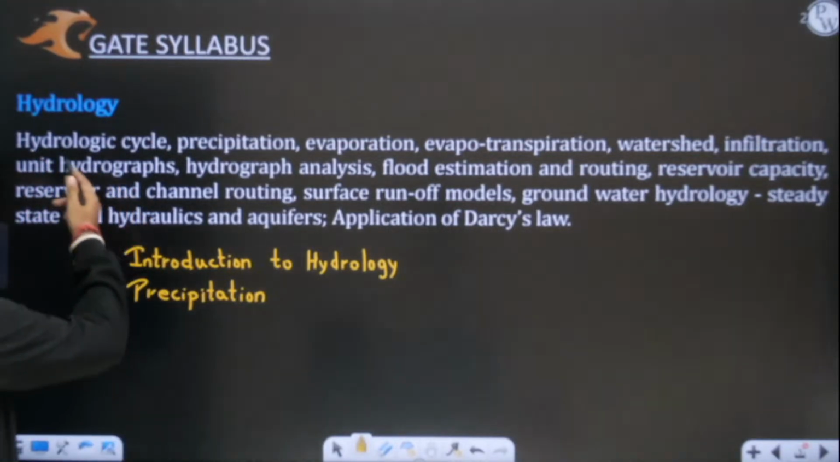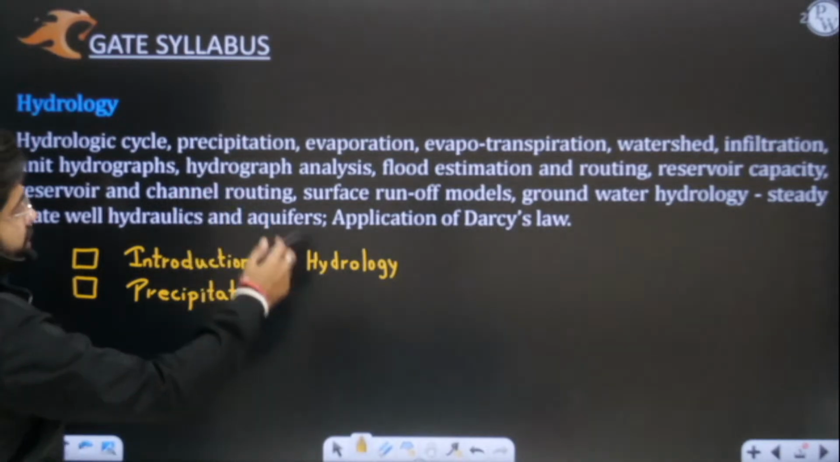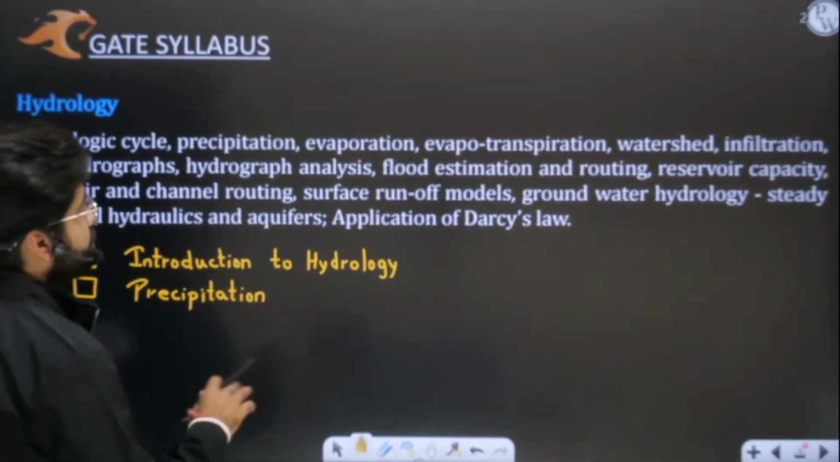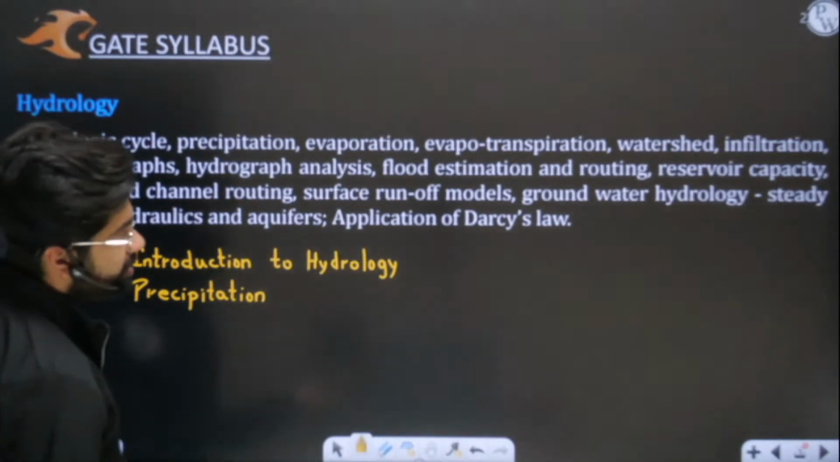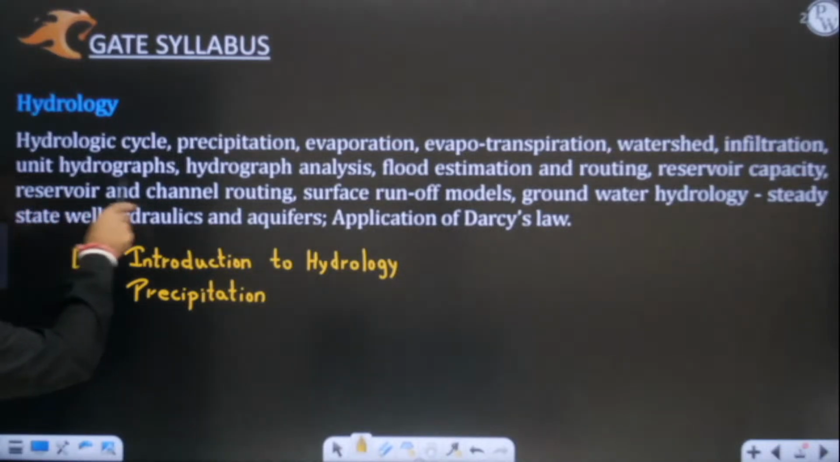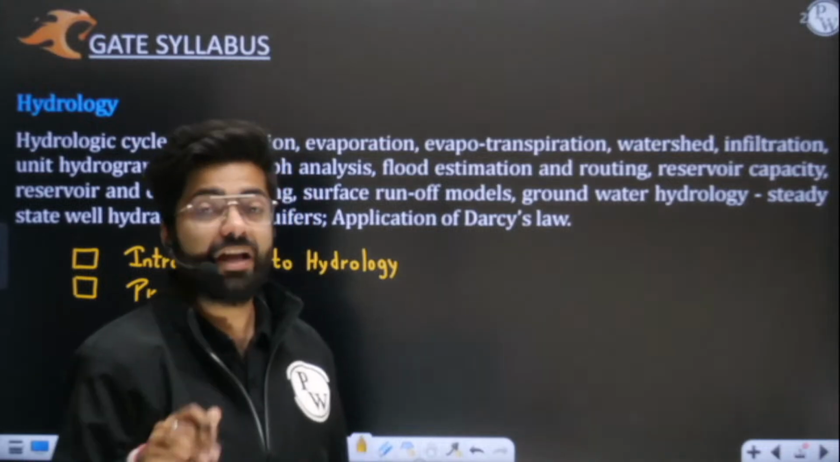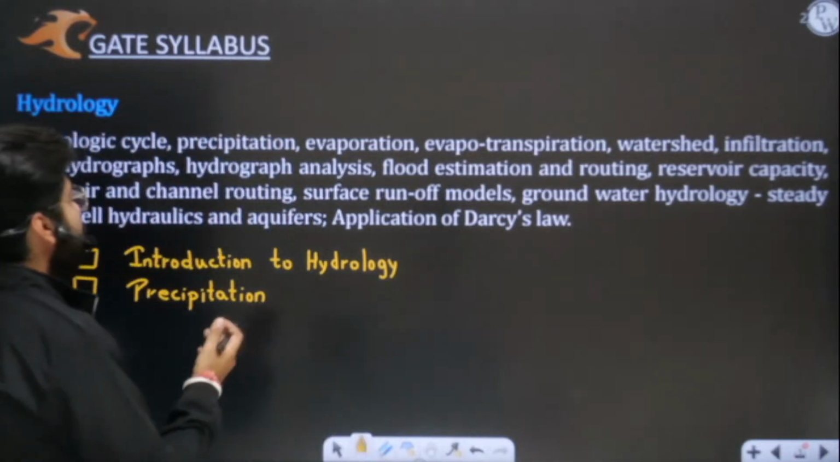So the very first we have to see is the hydrological cycle, same things I will write here. Then we have precipitation, then evaporation, evapotranspiration, watershed. Watershed is nothing but your catchment area only. Then we have infiltration, then unit hydrographs, which is very important from your GATE point of view. Then we have hydrograph analysis. What is a hydrograph? Why do we study it? We'll discuss that.